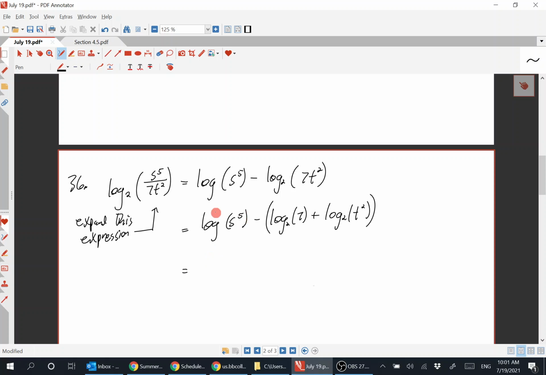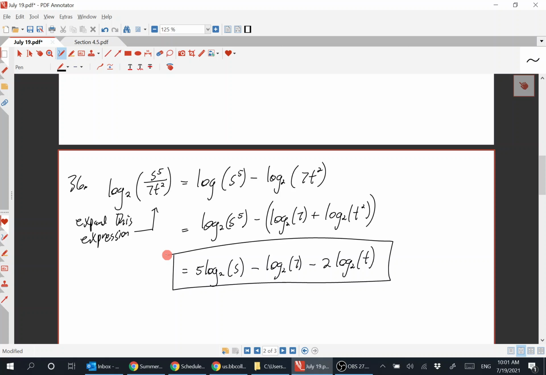So then the exponent using law number 3 comes down. So this is 5 log, it's all log base 2. Log base 2 of s minus, this one is just log base 2 of 7. And this one, the 2 exponent comes down in front. And that would be as much as you can expand it. Okay.